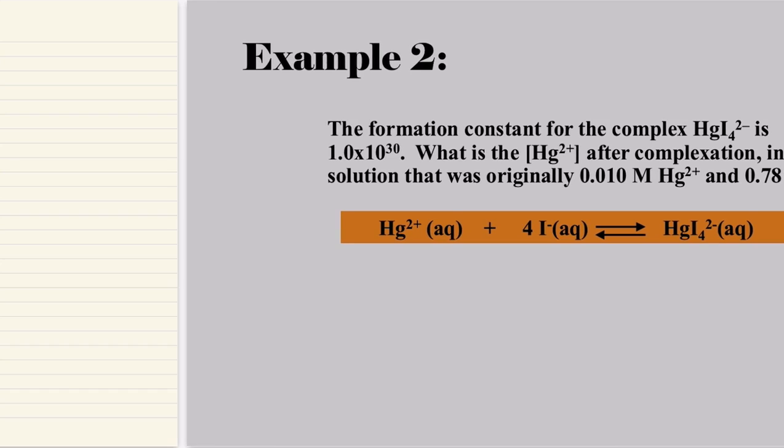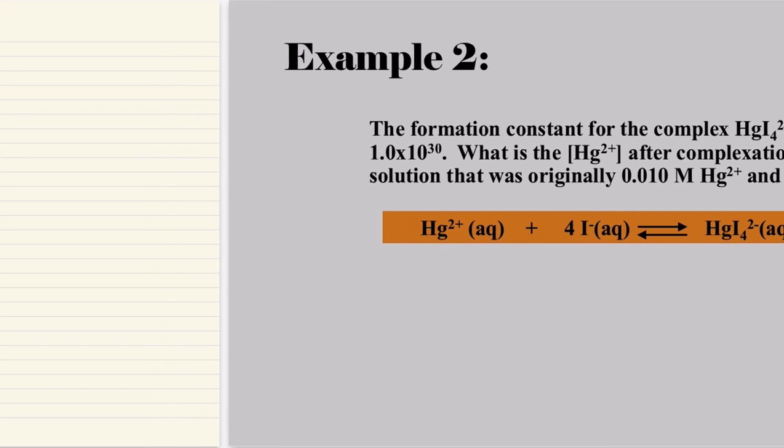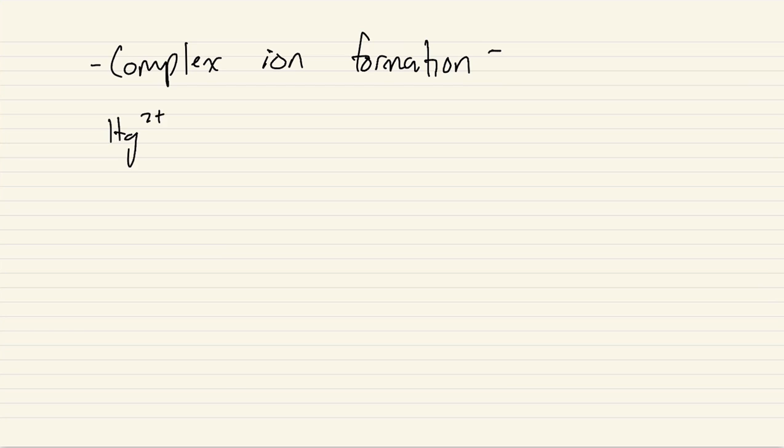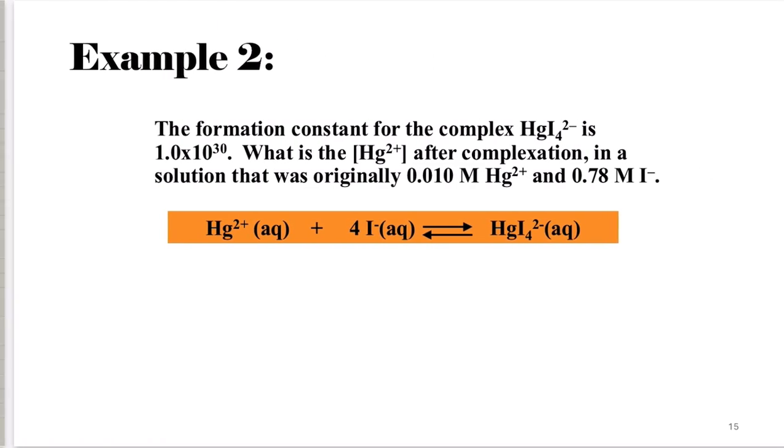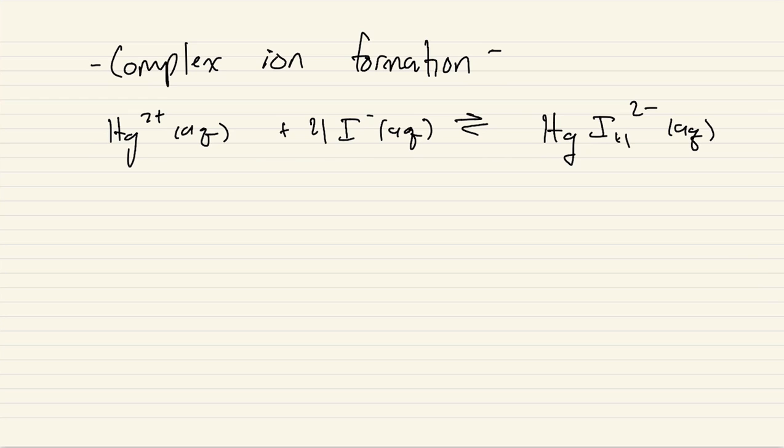So let's use this example right here. We have Hg2+ aqueous, plus 4 I- aqueous, goes to HgI4 2-, I believe is what it goes to. So this is the formation of our complex ion. It's a complex ion because it's a molecule or a coordination compound that has a charge on it, which is why it's also aqueous, it's in solution.